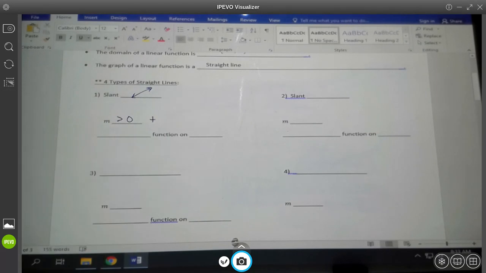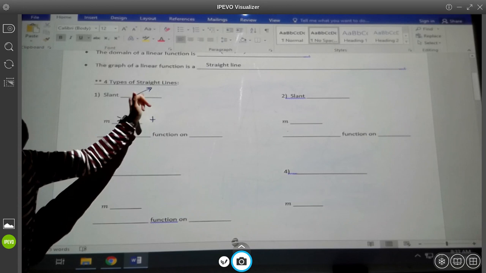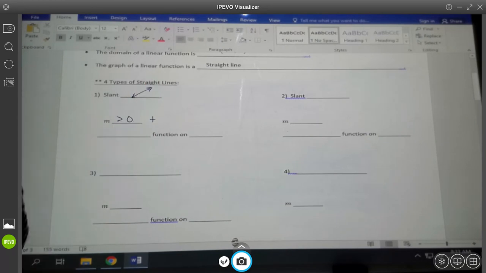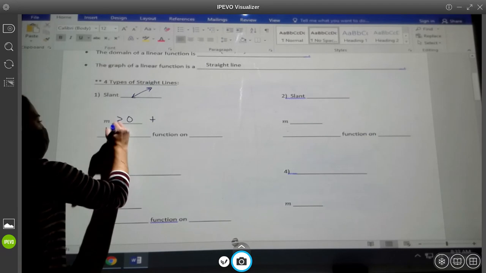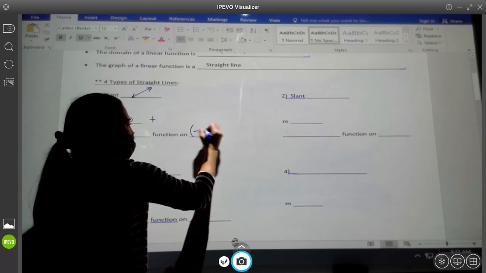If you are a positive sloping line that slants to the right and rises, then as x gets bigger, what is y always going to be doing? Getting bigger. So it's an increasing function on its entire domain, which is negative infinity to infinity.